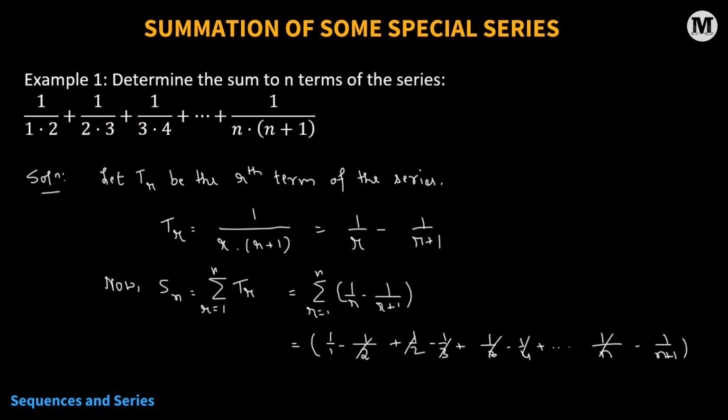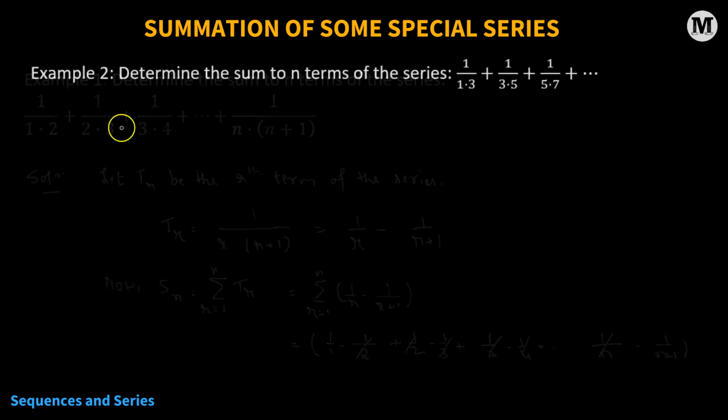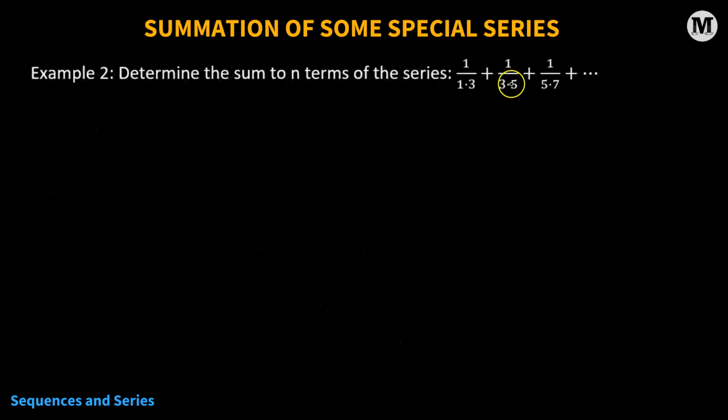Let's go to the next problem. So here, example number 2, we need to determine the sum to n terms of the following series. What we'll do is first try to figure out the nth term of the series, but instead of the nth term, we'll find the rth term. So let's suppose that tr represents the rth term of the series.